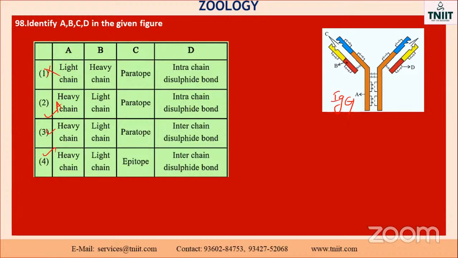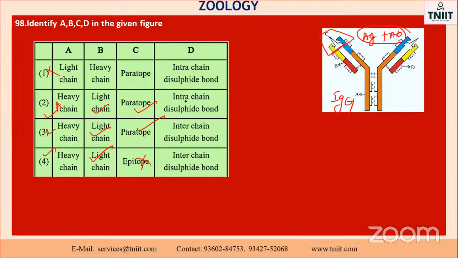B, see here, this is called a light chain. See here, all are having light chain. Okay, and then this part is called paratope. Yes, these two only are the paratope. This region is called the antigen binding site. Antigen plus antibody binding site is called paratope. Okay. And the next one, so this one it will not come, isn't it?